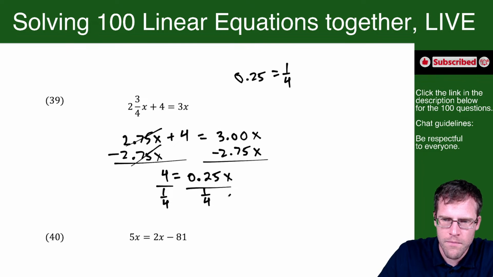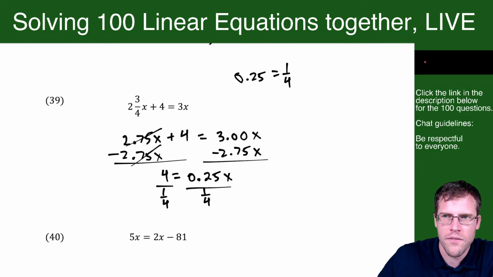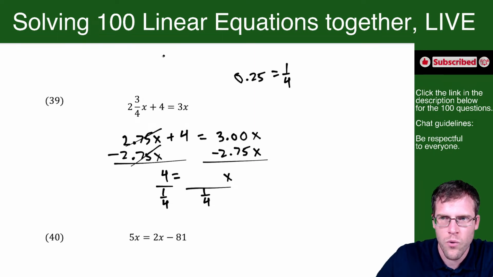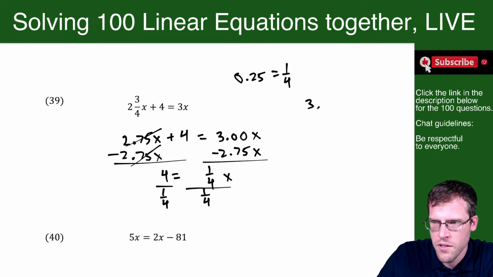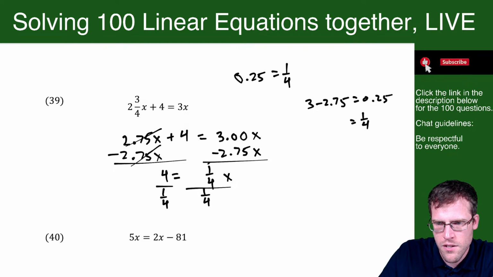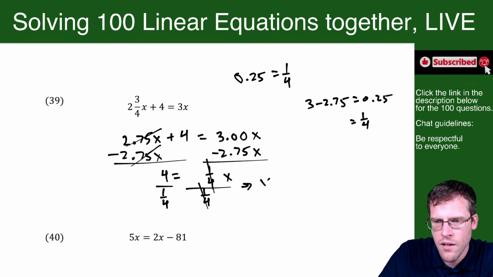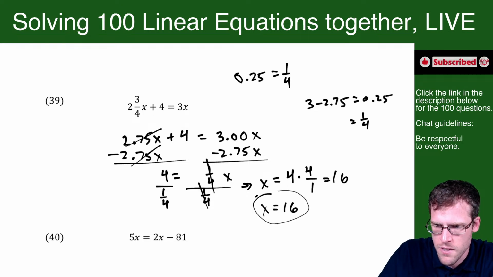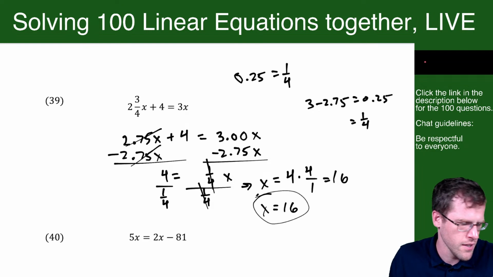Okay, so that's just one way of seeing it. If you prefer, like, hey, that looks funny, I could just rewrite this as 1/4 in this step so that everything matches. Okay, so yeah, just know 3 minus 2.75 is equal to 0.25, and that's equal to a fourth. So we're just making a change in representation. So now we have x equals 4 times, and we flip the bottom, 4 over 1, which is 16. So x equals 16. Okay, 39, x is equal to 16.